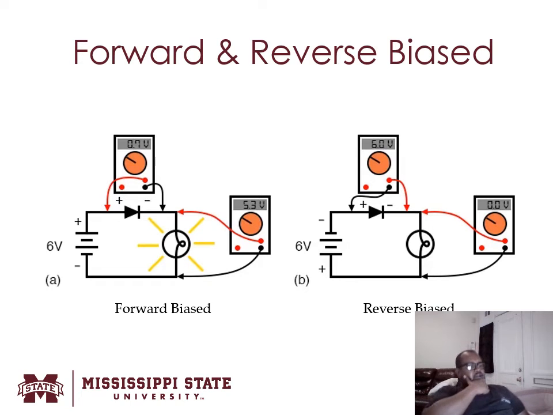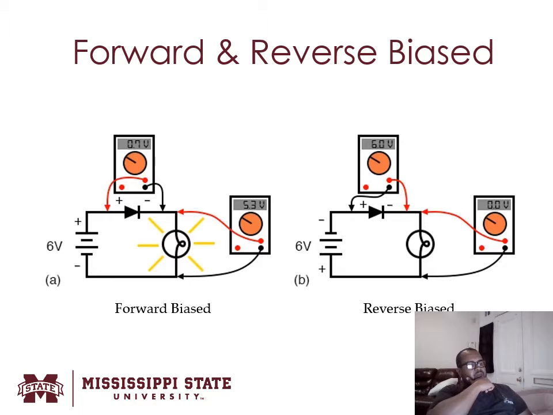So again, I have a circuit. The circuit on the left is forward biased, and the one on the right is reverse biased. So again, you can see the voltage is connected to the positive side of the diode.